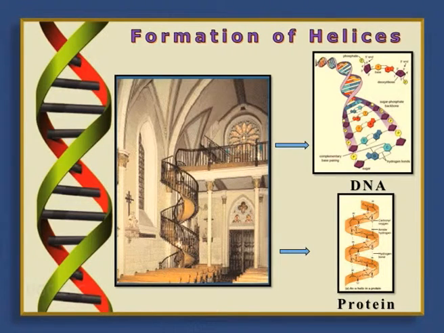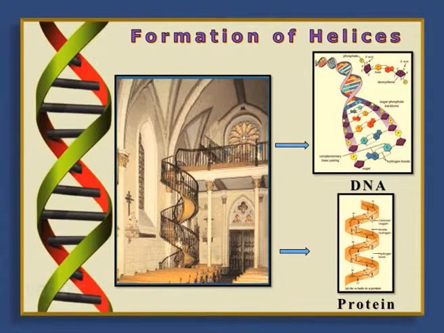Moving to the next slide, it shows what a helix is. A helix is in the form of a spiral. Now, if we visit a church, we often find a spiral staircase like the one shown in the figure. Now, what does it show? It shows a spiral staircase, or rather a helix formation.